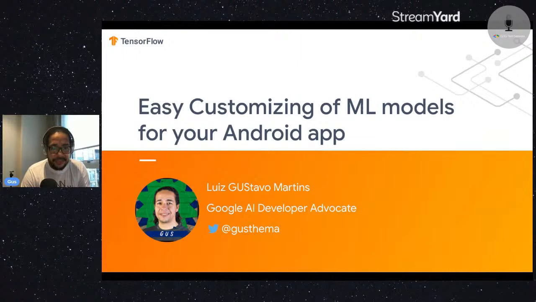So I'm Gus. I work on the Google AI Developer Advocate team. My goal is to help you all learn machine learning and use it in your research, on your job, wherever you want to use it, and make your life easier. Today, I'm going to talk about how to use machine learning models on device, on Android to be more precise, and how to customize those models when you need to. This is a task that has been very hard in the past, but it got much, much easier. So I'm going to talk about the new tooling that's available, how to do things, and show some sample code. I hope it's useful for everyone.